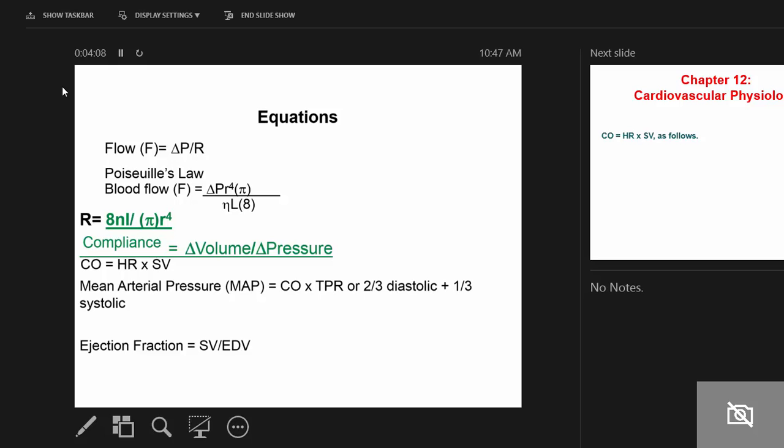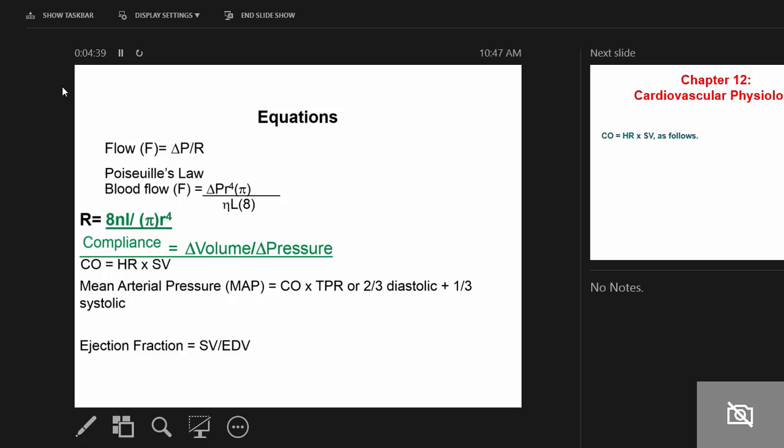So, getting back to compliance. Compliance is the change in the volume over the change in the pressure. If you have a huge pressure change and a small volume change, then the compliance is low. Probably the resistance is super high. If you have a huge volume change for a small change in pressure, then the compliance is high, the resistance is probably low.